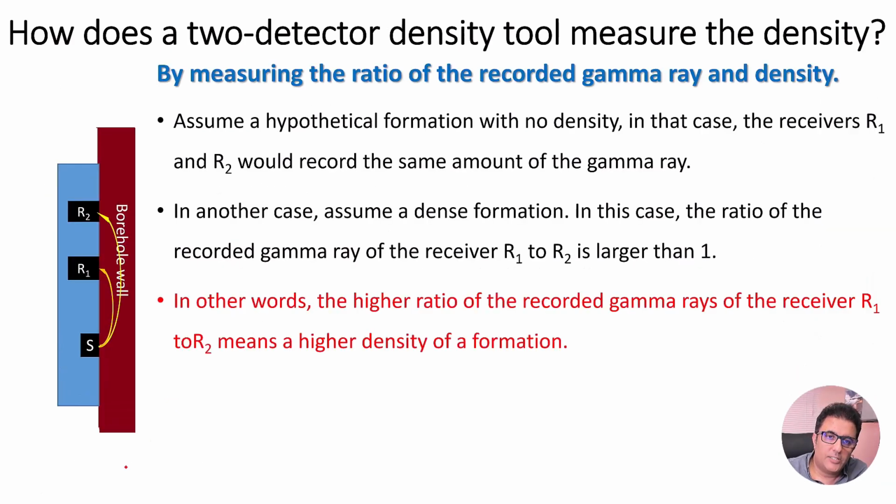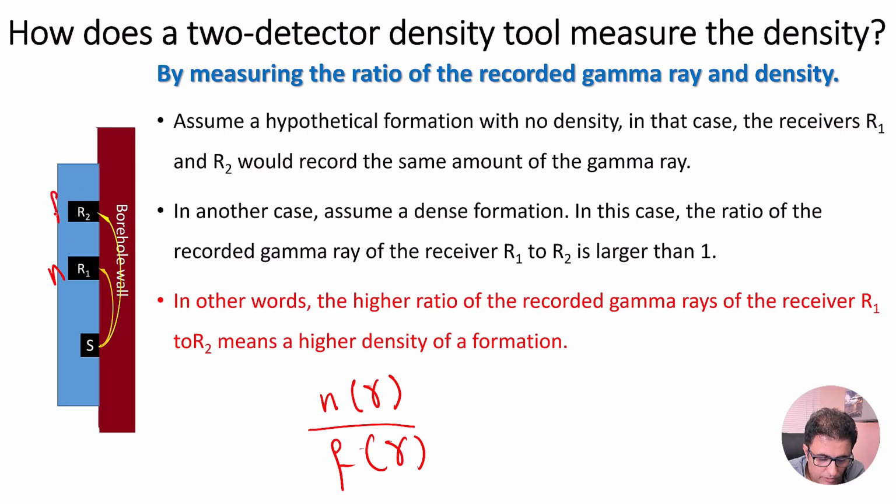Here, I'm going to explain how the two detector gamma ray works and why it is robust for estimating the density of the formation in the case of an uneven borehole wall. What we measure in practice is the number of gamma rays that are recorded by the near detector over the number of gamma rays that are detected by the far detector. So here is the near detector and here is the far detector.